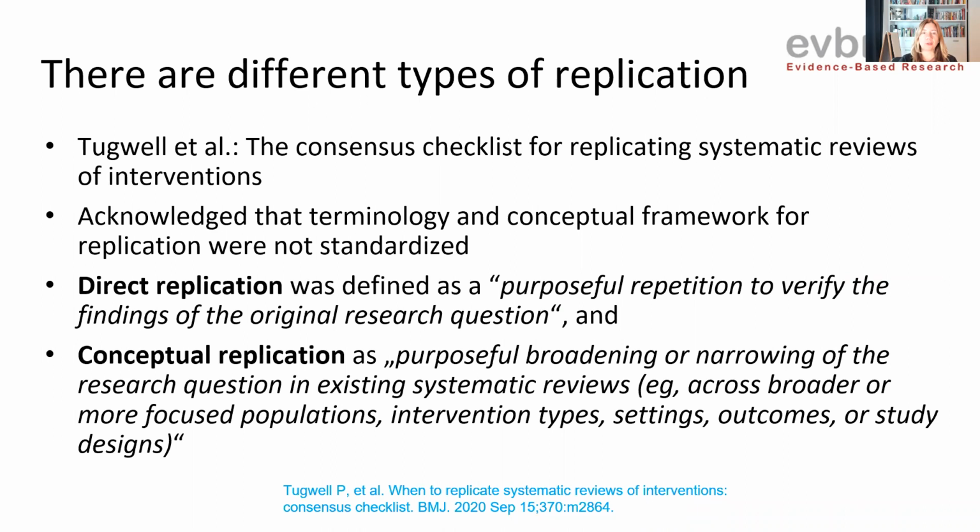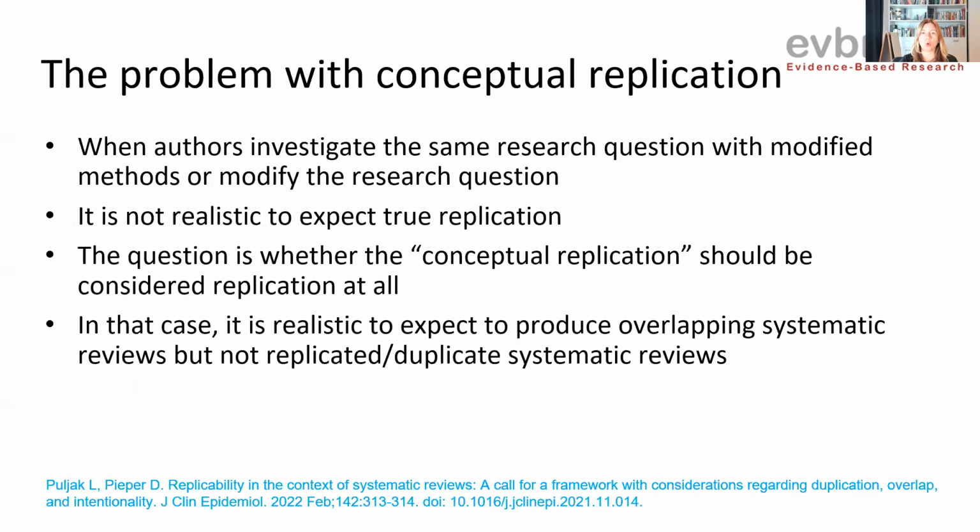Then in 2020, Peter Tugwell and colleagues published a consensus checklist that guides authors through replication of systematic reviews. The guide is asking when to replicate systematic reviews of interventions. In this paper, the group acknowledged that terminology and conceptual framework for replication were not standardized, and they proposed two types of replication. One would be direct replication, which is defined as purposefully repeating to verify the findings of the original research question, and the other conceptual replication. Conceptual replication would be different from direct replication in terms of on purpose broadening or narrowing the research question in existing systematic reviews, for example, defining broader or more focused populations, intervention types, settings, outcomes, or study designs.